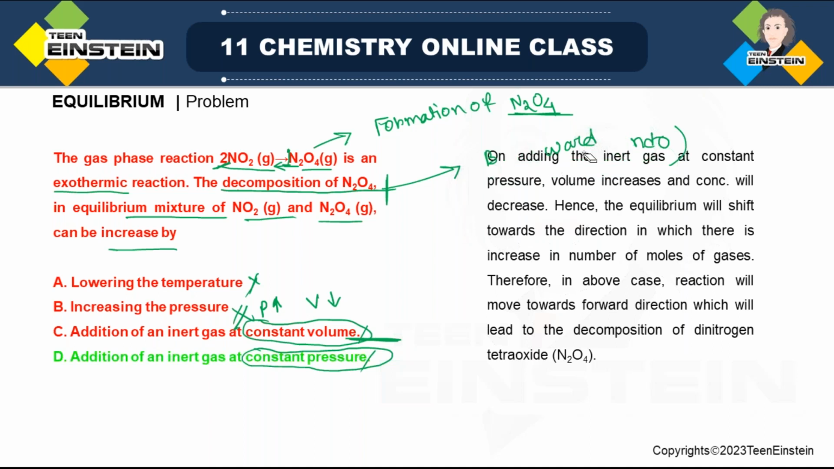So here it is also described. On adding the inert gas at constant pressure, volume increases, concentration will decrease. Hence, equilibrium will shift towards that direction in which there is increase in number of moles, and therefore in this case reaction will move towards the backward direction, which will lead to decomposition of dinitrogen tetroxide. So decomposition of dinitrogen tetroxide is basically the backward reaction. So the last option is the correct option.